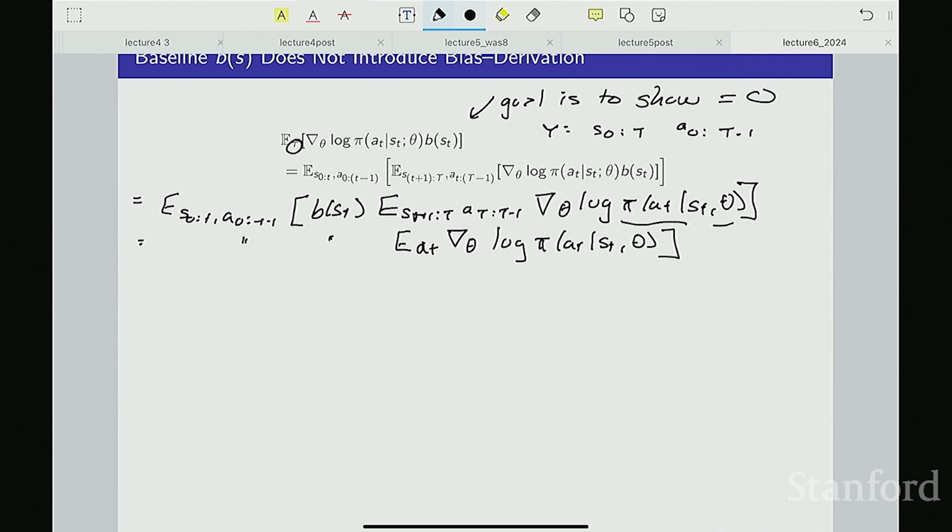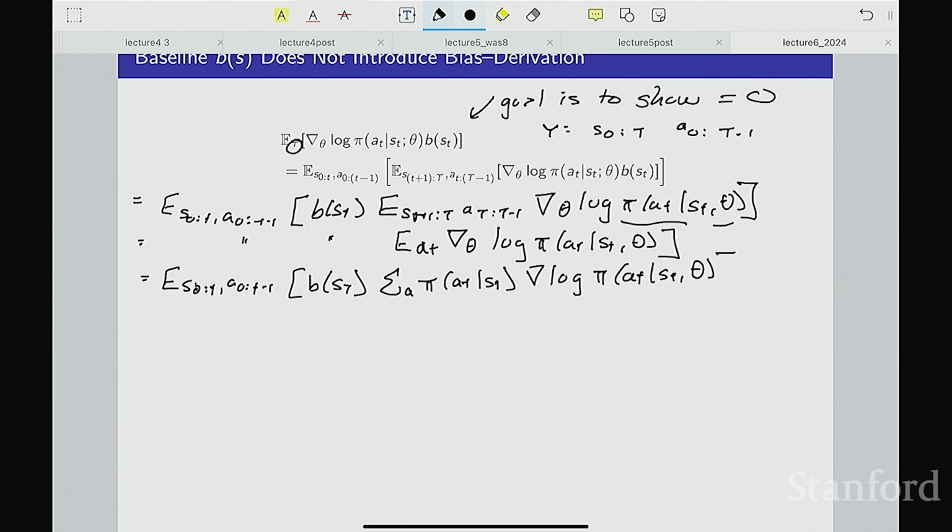All right, so what are we going to do next? The next thing is I'm going to write this out more fully. So we've got our baseline here, b of s_t, and we're going to write out what this expectation is. This is an expectation over the actions. What actions are we taking? We're exactly taking the actions according to our policy. So I've just rewritten what that expectation is. The expectation we're taking over actions is exactly the probability we take each action according to our current policy.